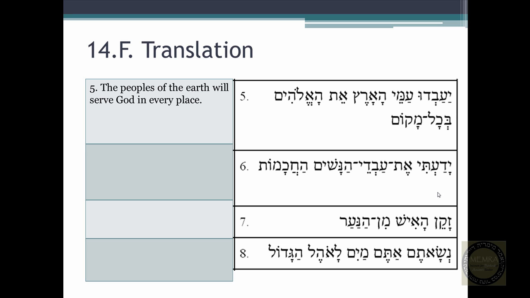Number 6, Yadati et avdei hanashim hachakamot. So what do we have here? Verb first. Is it prefixed? No, it's not, because yada is our lemma. The ti ending tells us it's first common singular in the perfect. So we have I knew, okay, because we have the perfect here, I knew, and then direct object, avdei, hanashim.